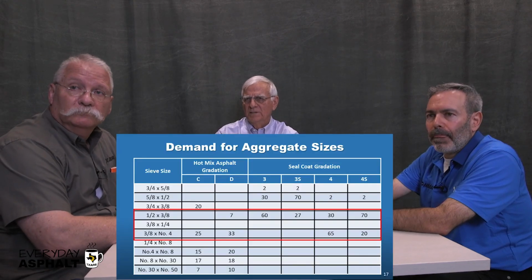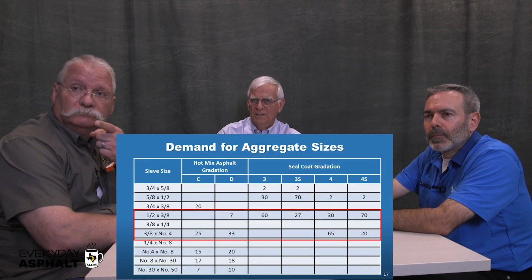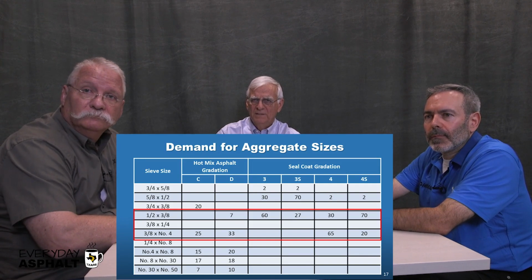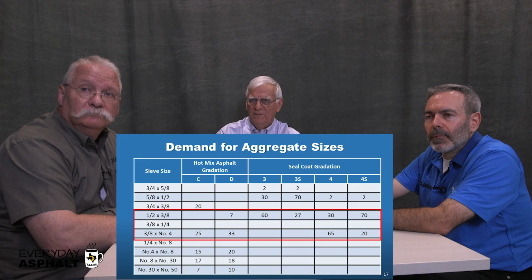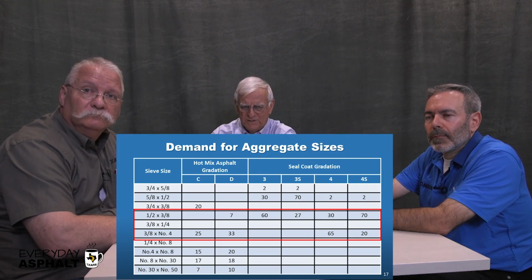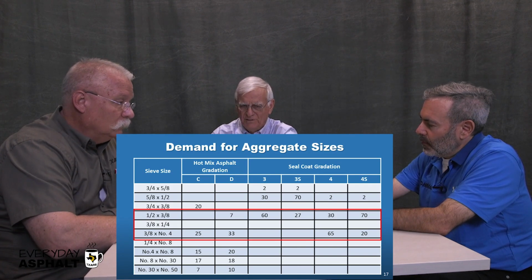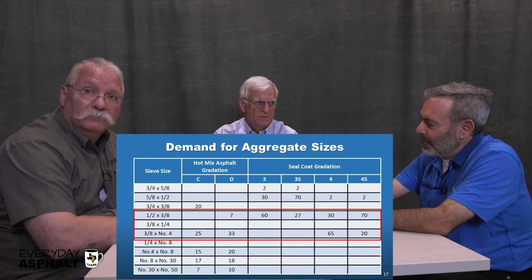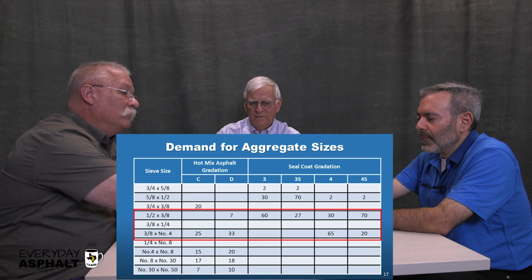You look on the slide here, you see the red areas identified here, 1/2 by 3/8 and 3/8 by number 4. Essentially, there's a tremendous demand for aggregates in the hot mix arena and the seal coat arena for that. And these are essentially the aggregates that are shown here in front of us. It's that size range and a little bit smaller. That's 3/8 by 4, I believe. That's where the demand is.